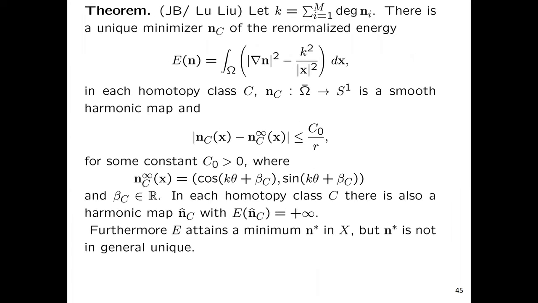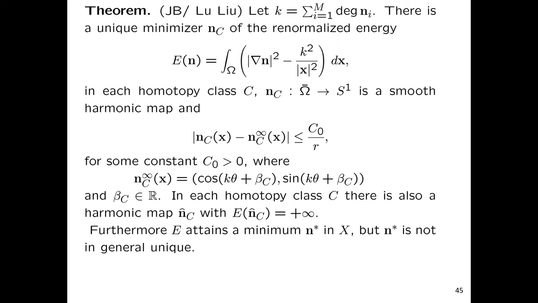And then you prove this, which I did with students some years ago, still not written down actually. So K is the sum of the degrees, then there's a unique minimizer. The total energy could be infinite in principle. However, there's a unique minimizer of this renormalized energy, where you subtract off K squared over the radius squared, in each homotopy class. It's a smooth harmonic map. And at infinity, it looks like this guy, which rotates essentially K times.